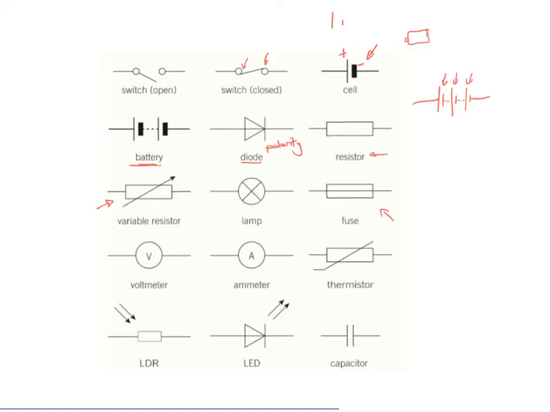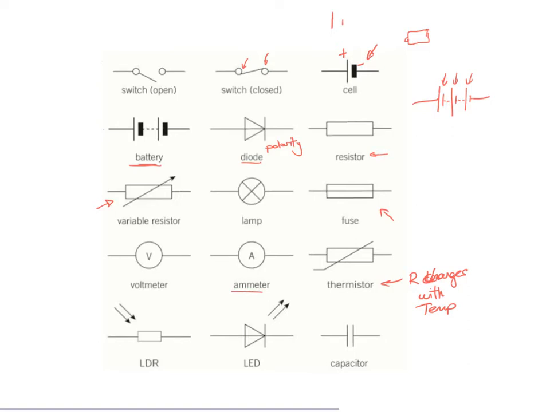This is a fuse. We draw a rectangle with a line in the middle. You know that the fuse is in the plugs, and if the current going through the fuse is higher than its rating, then it will melt. It's a safety component of plugs at home. A thermistor's resistance changes with temperature. So if I alter the temperature, the resistance will change, and we'll have a look more into it.